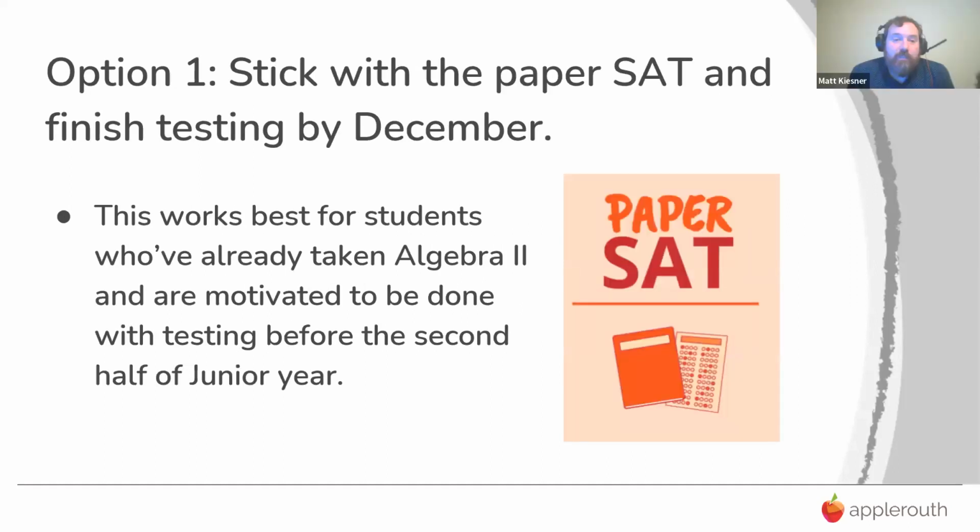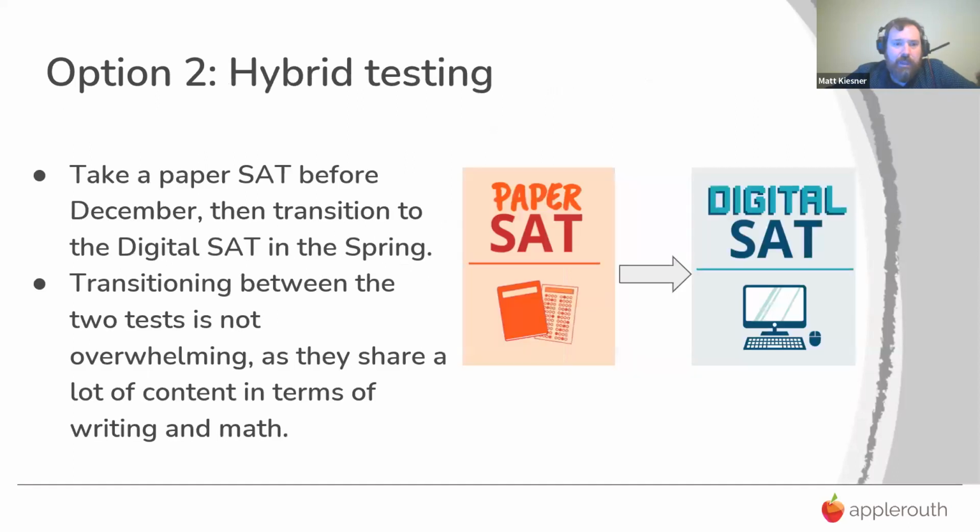And so there are some different paths that a rising junior can take. One is that you can stick with the paper test. There's nothing wrong with the paper test. We have a lot of resources for that, and it's something that we know. But you have to finish that paper test by December, because once that December test happens, it's going to be digital all the way. So this is going to work best for students who've already taken Algebra 2, because Algebra 2 is the level of math that the SAT tests, and it doesn't really go into much pre-calculus or anything additional.